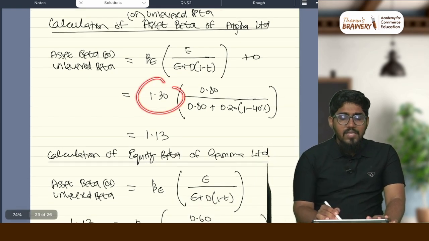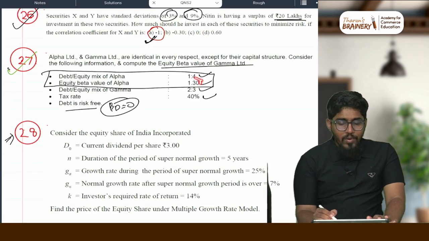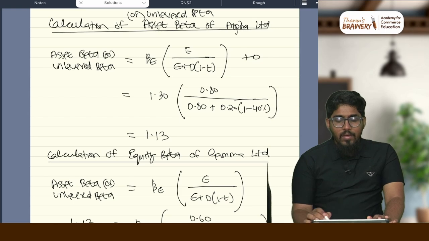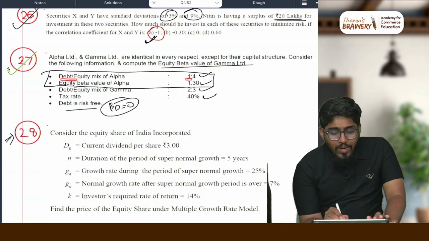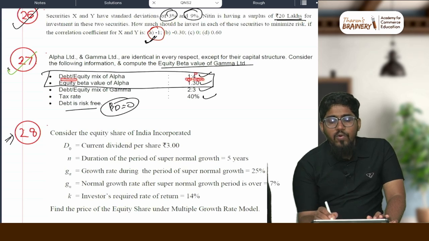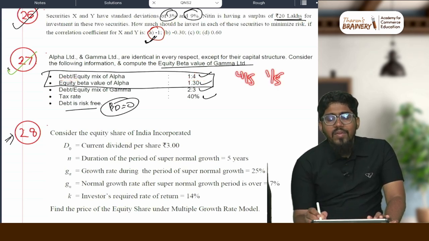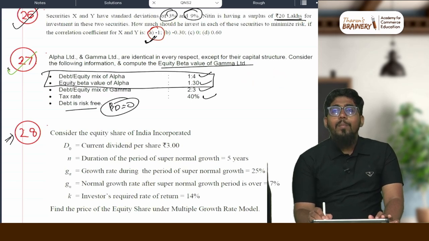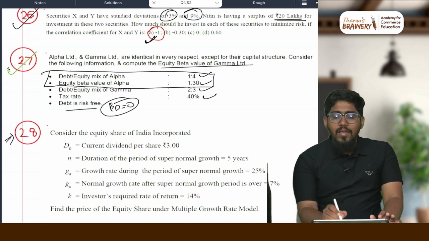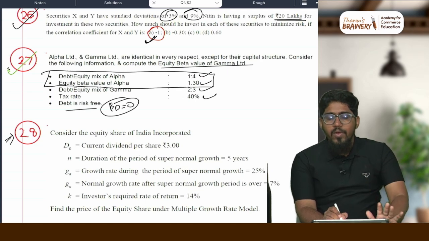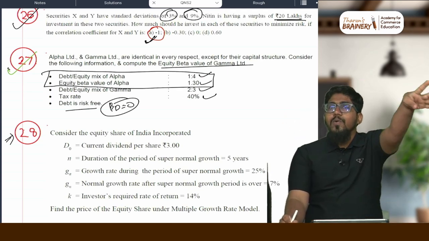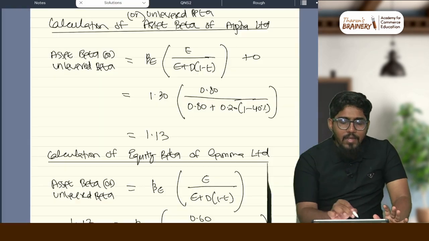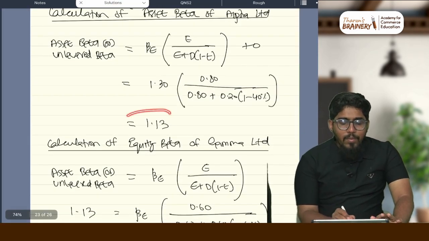Beta of equity is given, 1.3. And 0.8 is given. Debt and equity is 1:4. What is 1:4? 4 by 5 is equity and 1 by 5 is debt. So 4 by 5 is 0.8 and 1 by 5 is 0.2. Clarity? Don't do 1 by 4, people will make that silly mistake. 1:4 means out of 5, 4 is equity and 1 is debt. So 4 by 5 and 1 by 5. Super. So my asset beta is 1.13.